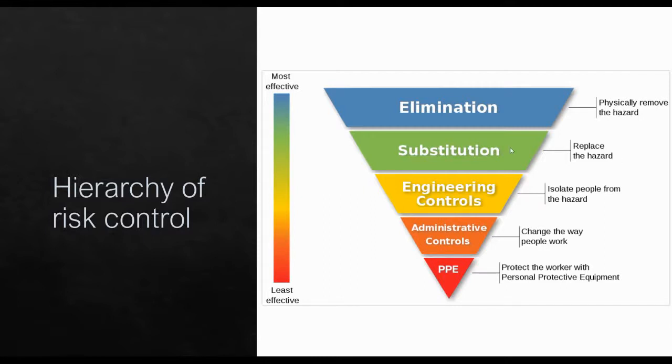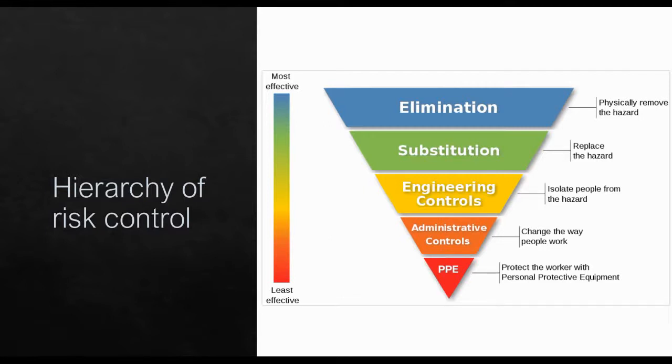And then substitution, we replace the hazard. Maybe we use a big machine, and we change it to a smaller machine. So we replace that hazard actually. And the engineering control isolates the people from the hazard. So maybe a particular machine cannot be operated by all people. Maybe it must be operated by a competent person. So we must have an engineering control to isolate. So maybe that machine must be operated by a competent person or certified person.